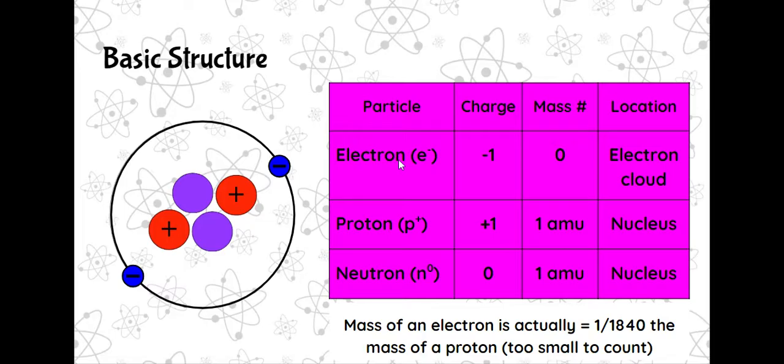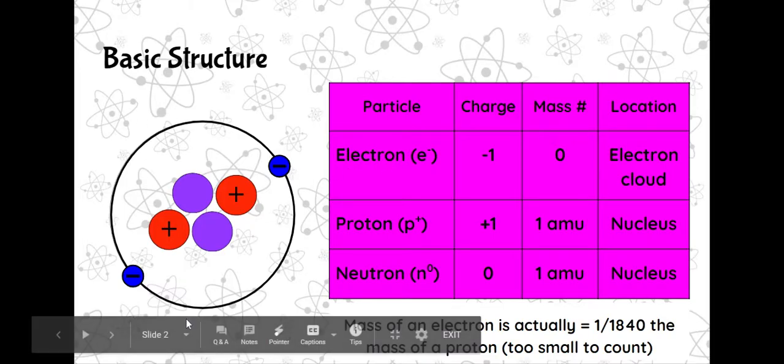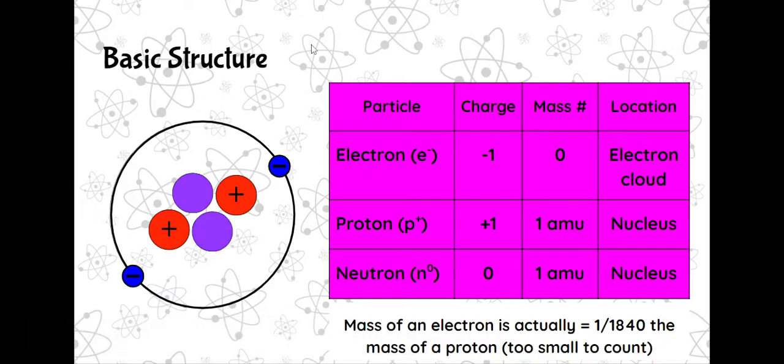You have negatively charged electrons here in blue. Those are outside of the nucleus in what we call the electron cloud. In terms of their mass, they are very, very tiny. They are 1,840th of the size of a proton. They are actually too small to even count. So when we figure out our mass, we're not including those electrons.